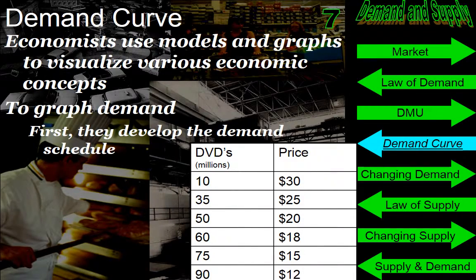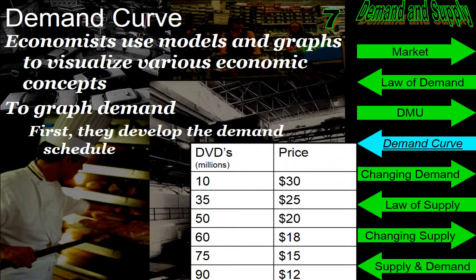This is Chapter 7, Demand and Supply, discussion number 2, How Demand Changes. Now remember that economists use models and graphs in order to visualize basic economic concepts. And since demand and supply are some of the most basic ideas, they have definitely found a way to show you what they're talking about.